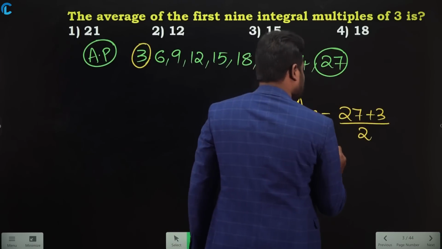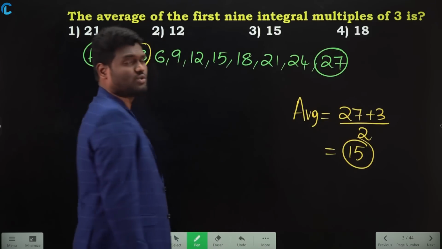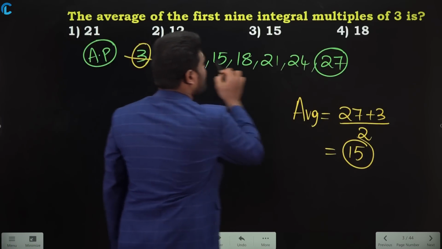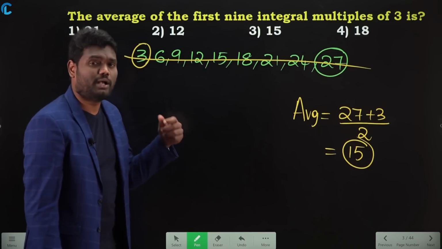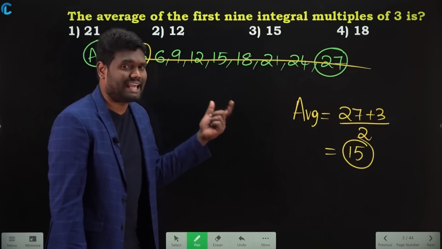So 27 plus 3 by 2, that is nothing but 15. So we can say that the answer for this question is going to be 15. And if you observe here, truly speaking, you need not write these numbers also. If you are going to write these numbers, again it's going to be a waste of your time. So instead of writing these numbers, you can calculate it directly as well.